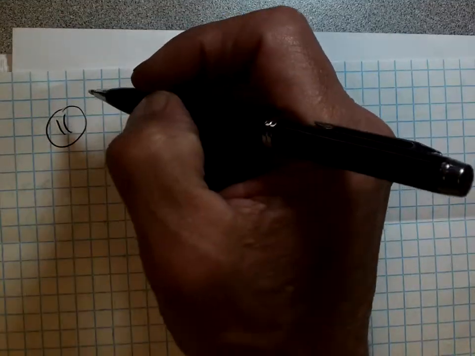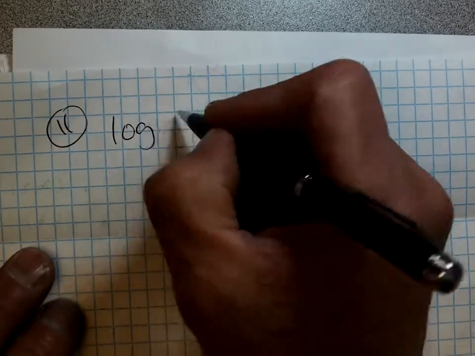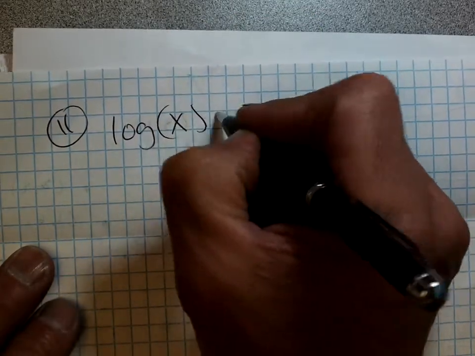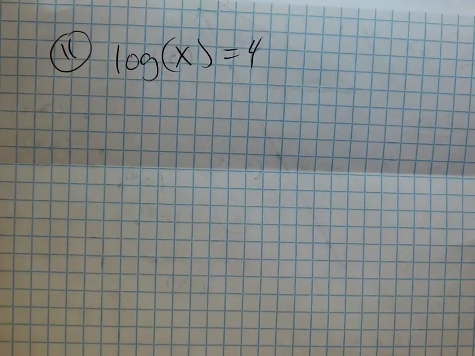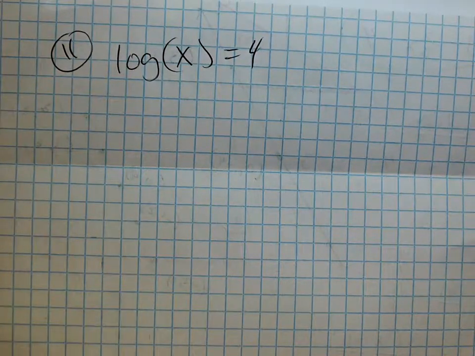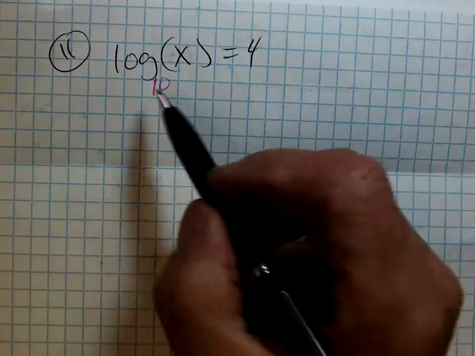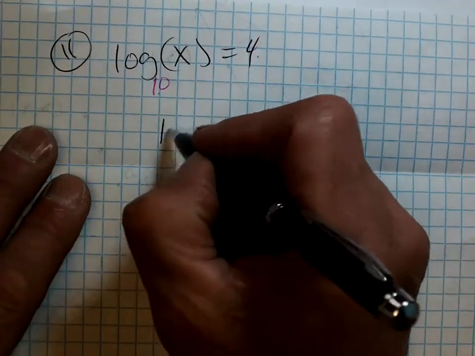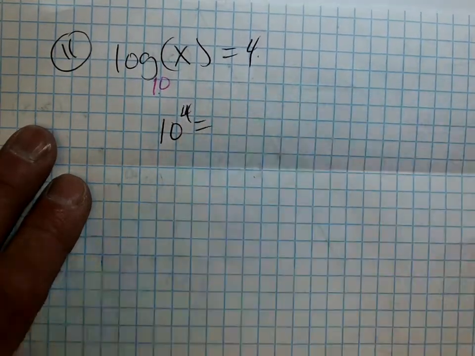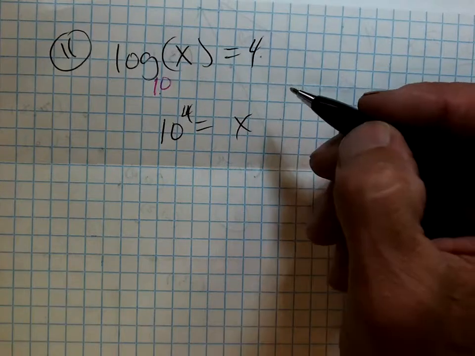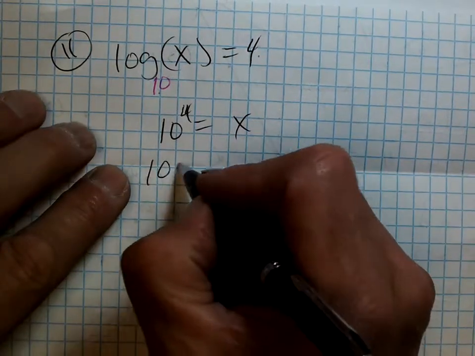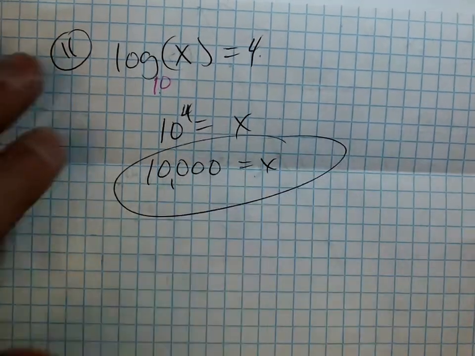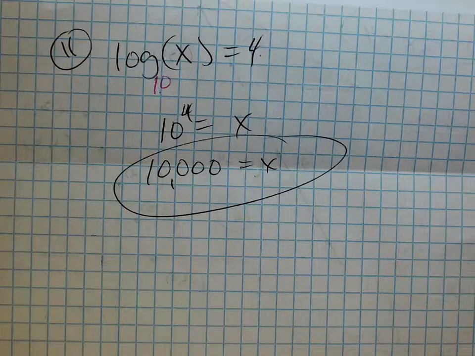Okay, number 11. Let's check out number 11. We've got log x equals 4. We are missing an invisible base. What's our invisible base? So we're going to go 10 to the 4th power. It's 10,000, equals x, because 10 times 10 times 10 times 10 is 10,000. The amount of exponents is how many zeros, always in 10. And that's one way to prove that anything to the 0 power is 1, right?